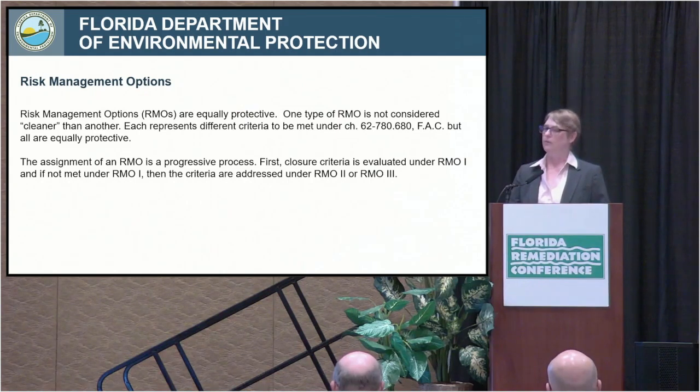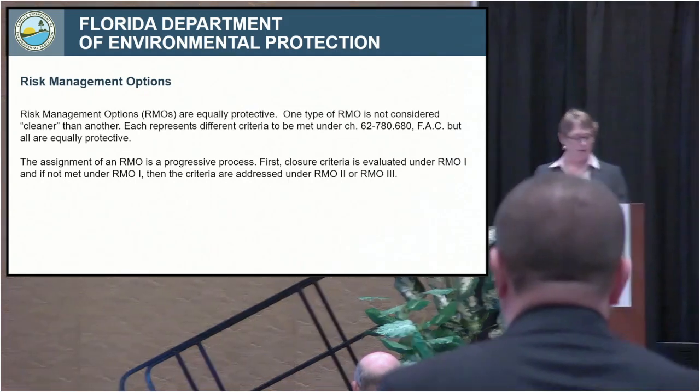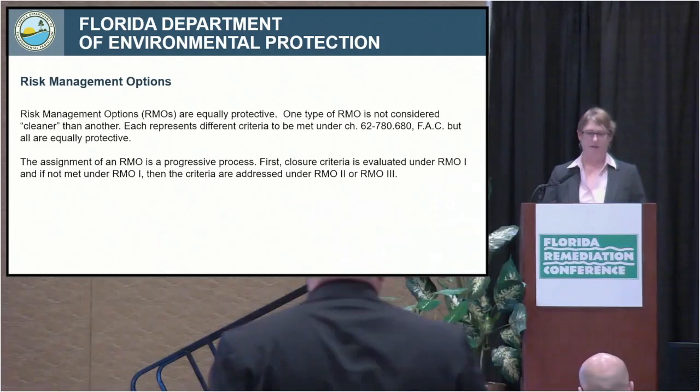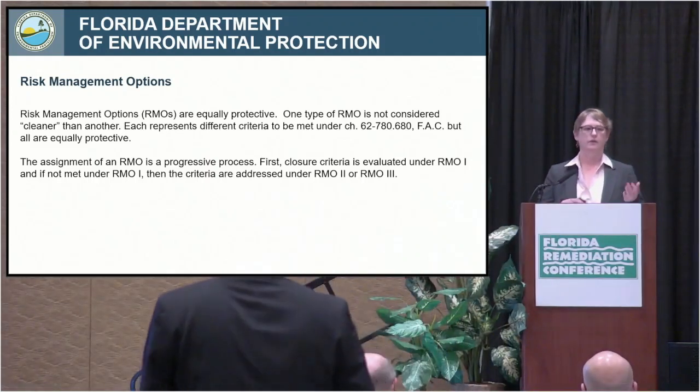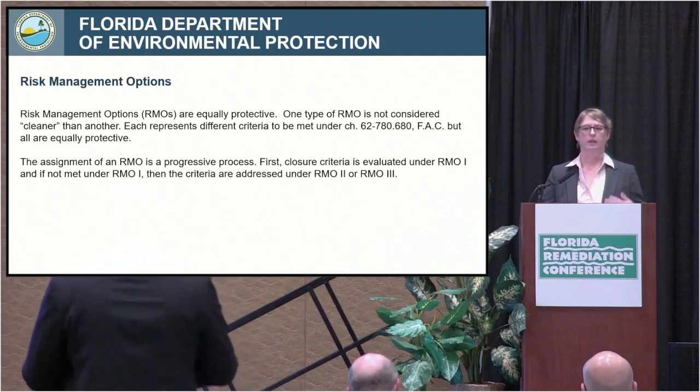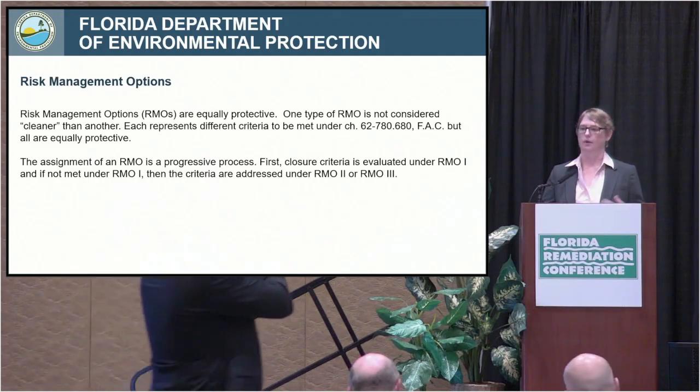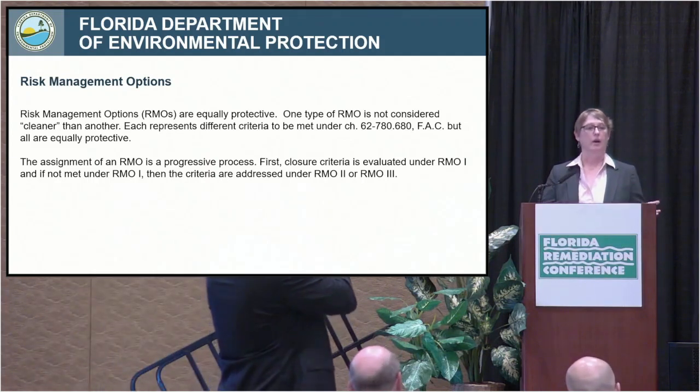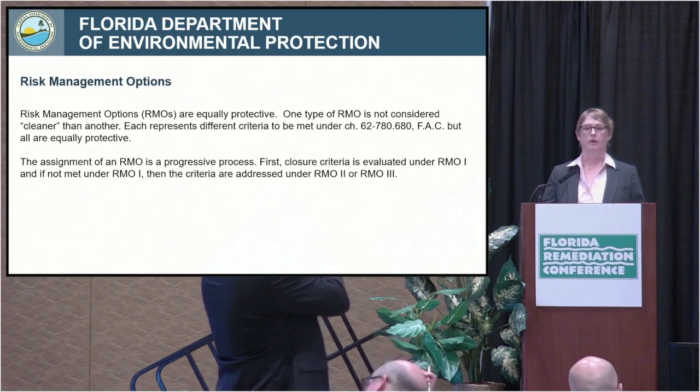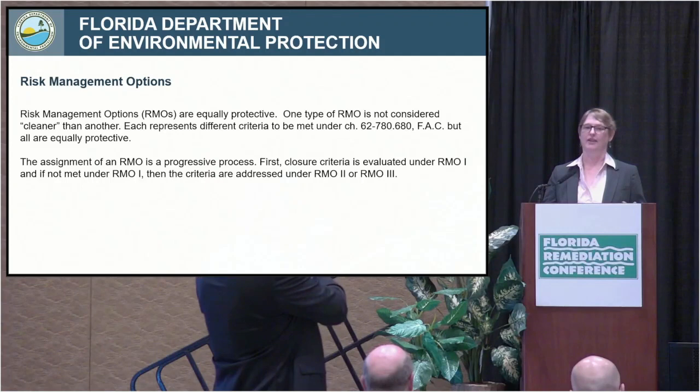I also want to mention that the RMO process is progressive. So you first compare the data that you've collected, your assessment data or your remedial data, and determine if you've met RMO 1. If you haven't met the RMO 1 criteria, then you look at RMO 2. And if you haven't met the RMO 2 criteria, then you go into RMO 3.